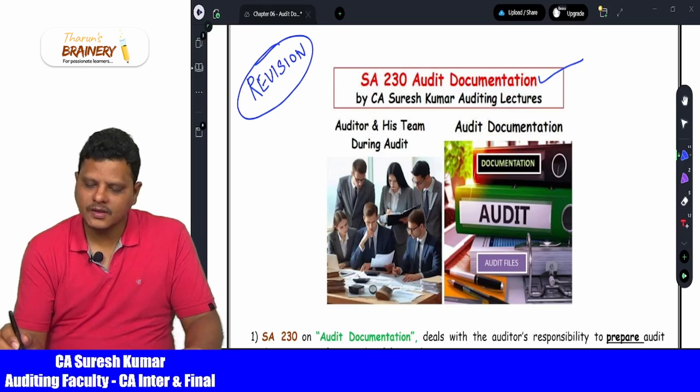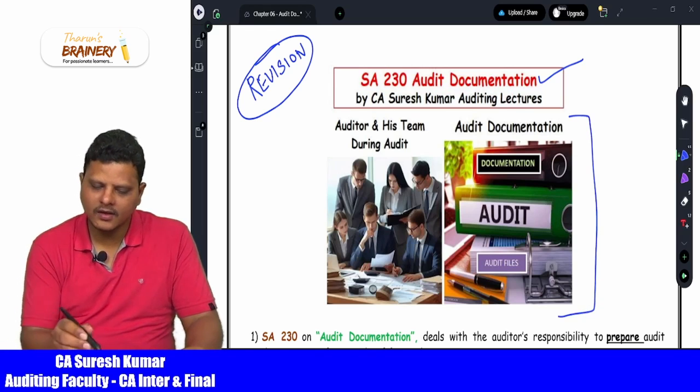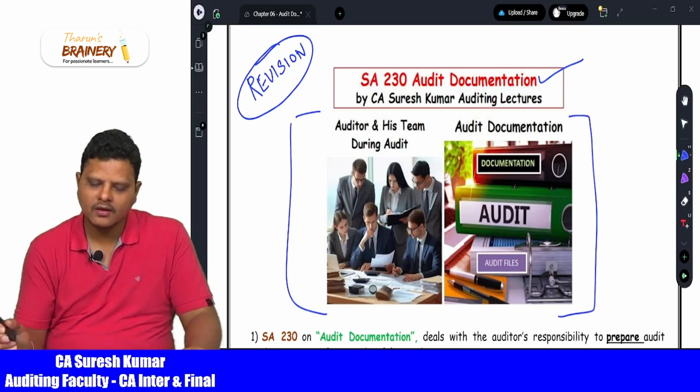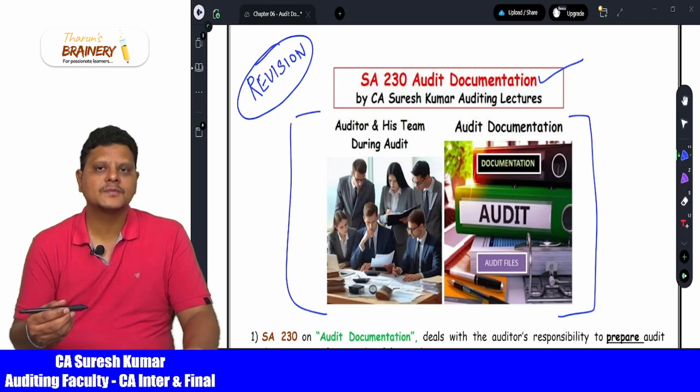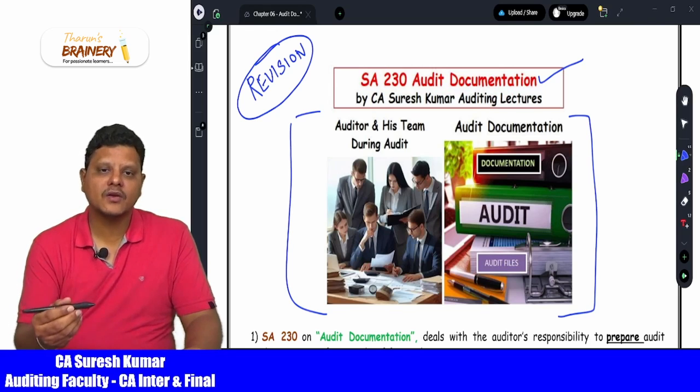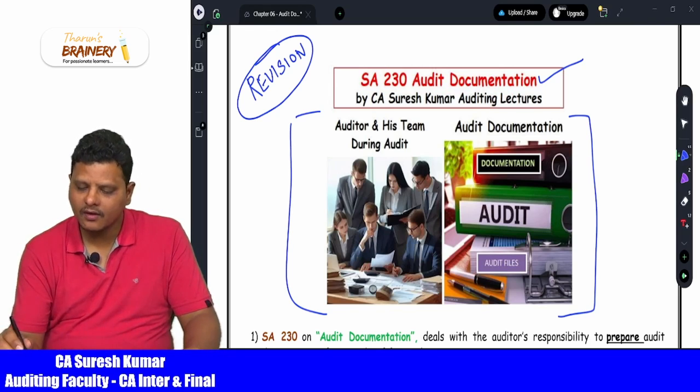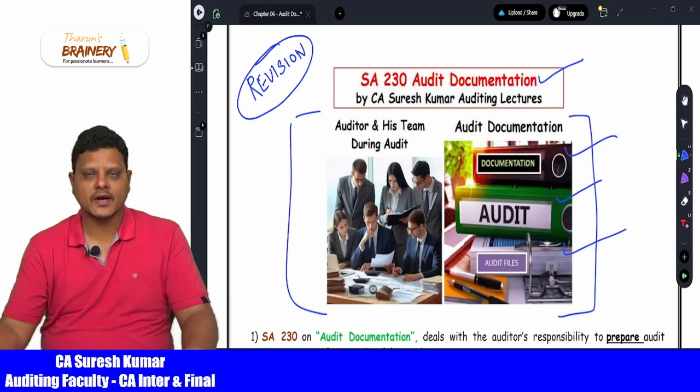Now you can see in the picture where the auditor and audit team are verifying some documents, and whatever documents have been verified, they have to keep in folders or files. We will discuss this in this particular standard.